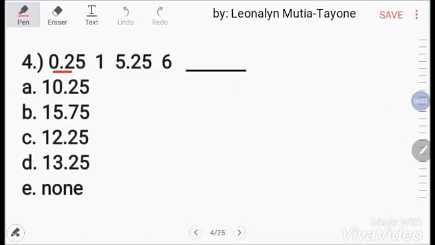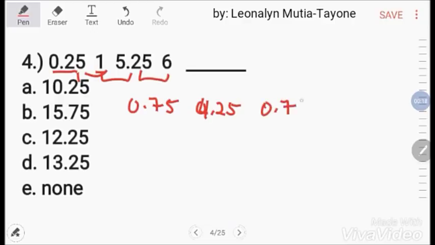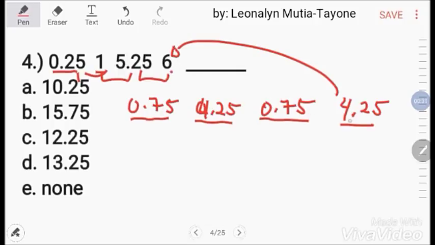Number 4. So, kunin natin yung difference sa next na number. Ito, ang difference niya ay 0.75. Ito naman ay 4.25. Next is 0.75. So, ang pattern niya ay, ang next na i-add natin ay 4.25 dito sa 6. So, 6 plus 4.25, that is 10.25. So, ang answer ay letter A.